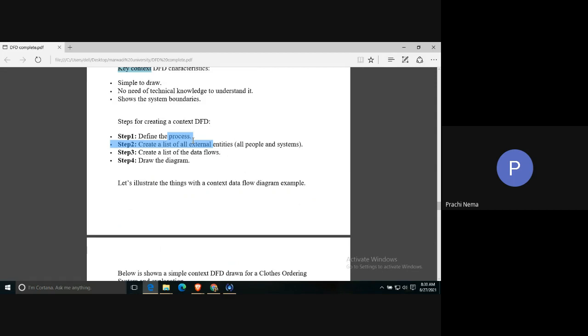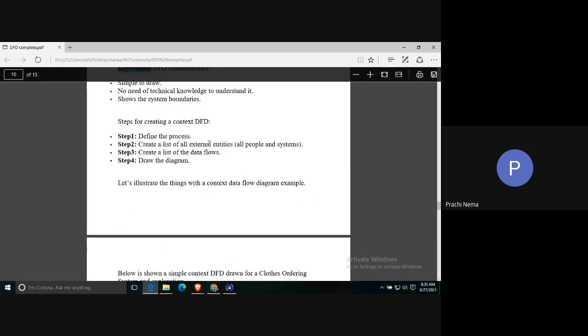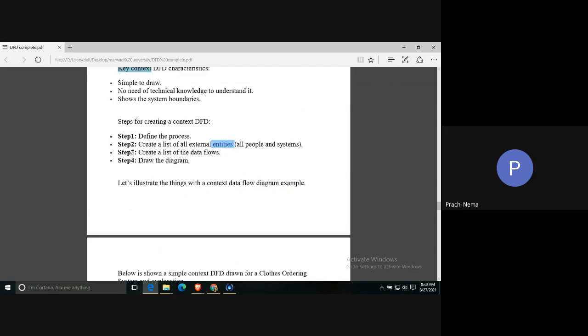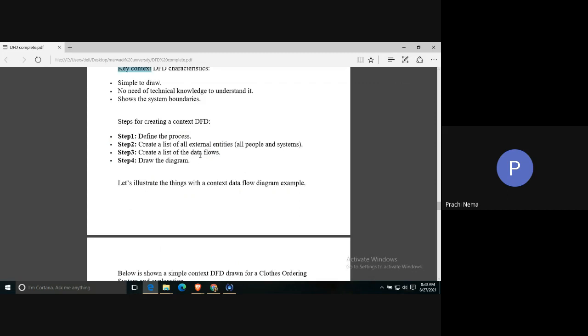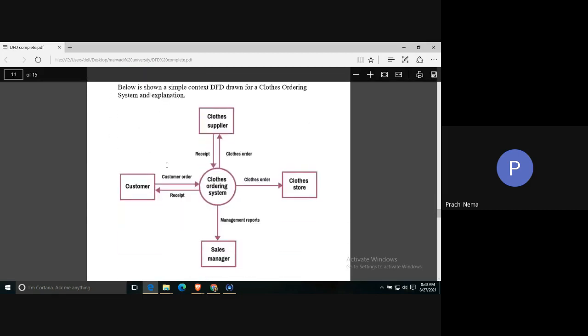We can take only one circle. Then step two is creating the list of all the entities, that is the people and system involved. Step three is creating a list of the data flow. Once you have your circles and rectangle, you need to connect them using data flow lines. And lastly, when you have all this, you can simply draw the diagram. Okay. So this is an example of level 0 DFD.